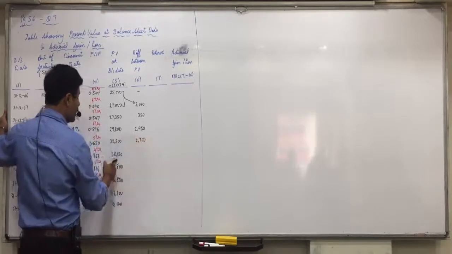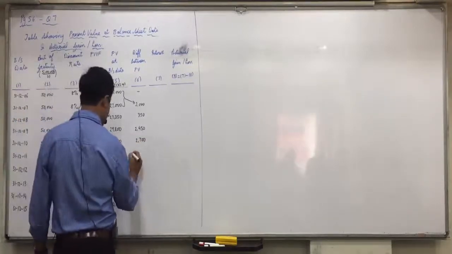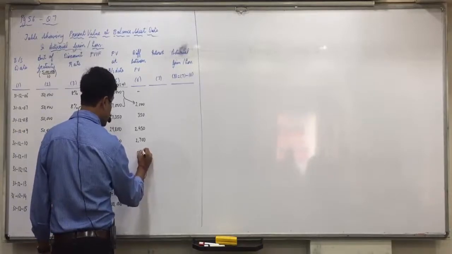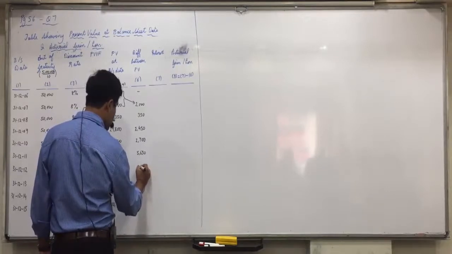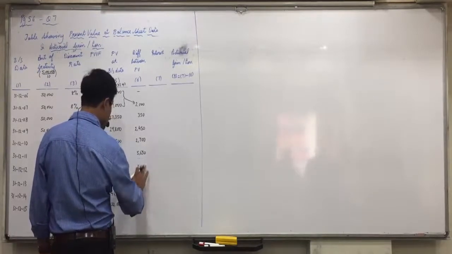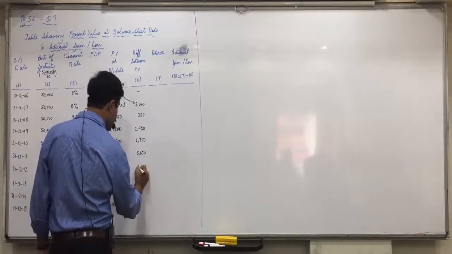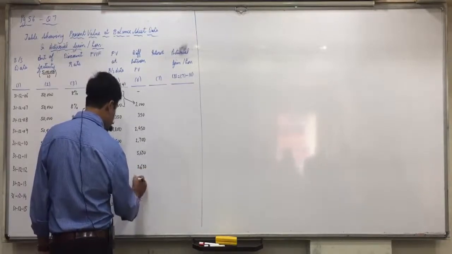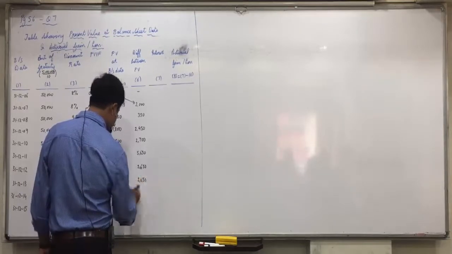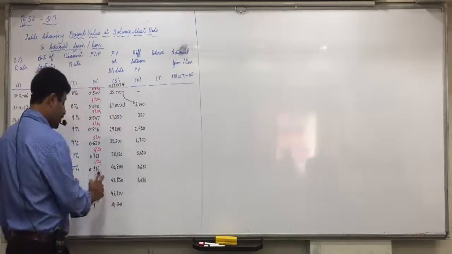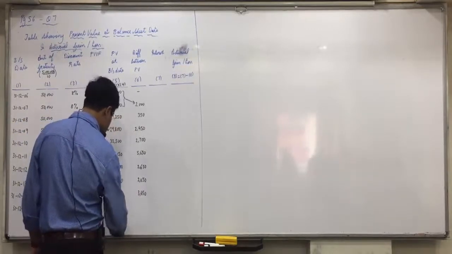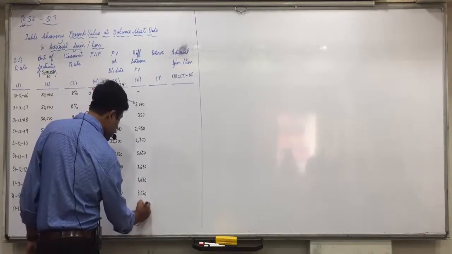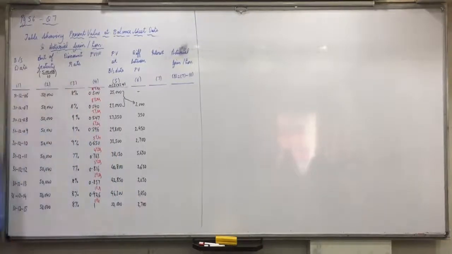2,700. 38,150 minus 32,500. 5,650. 40,800 minus 38,150. 2,650. 42,850 minus 40,800. 2,050. 46,300 minus 42,850. So 3,450. And 50,000 minus 46,300. 3,700. Any confusions in this? All are clear with it?